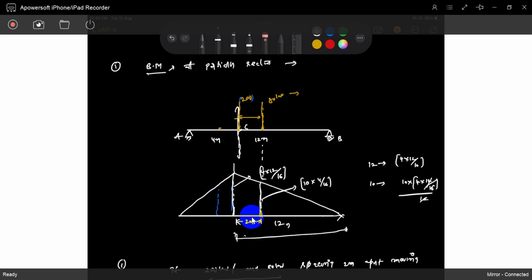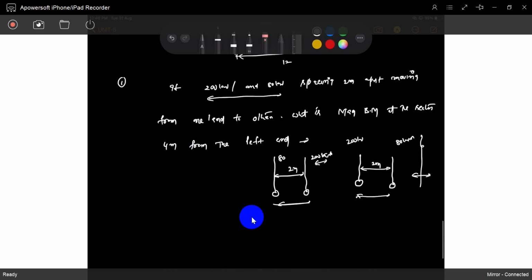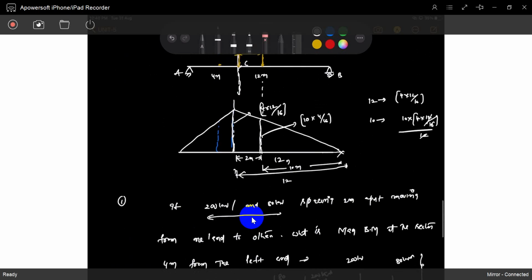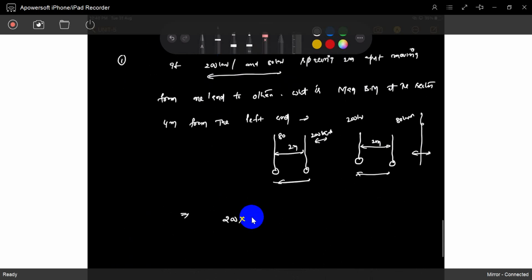It has a length of 12 meters. It has a length of 10 meters. So that's it. If you place the load like this, you will get the maximum intensity. That's it. You will get the maximum intensities under the load, towards the bending moment at the section C. So you can find it directly. So 200 multiplied by 4 into 12 by 16, and 80 has 10 into 4 by 16.